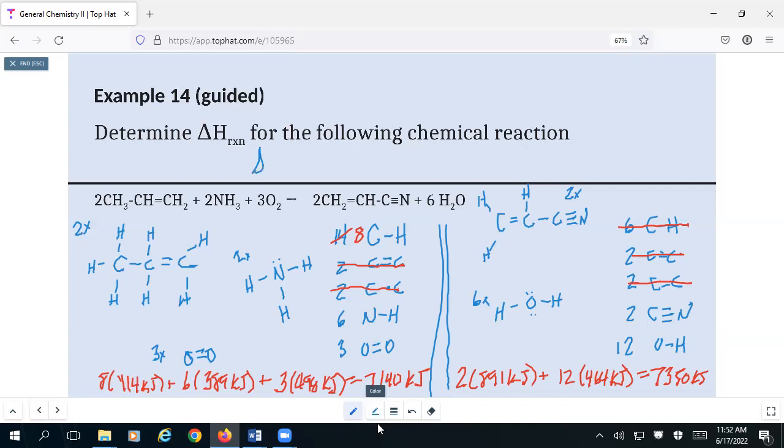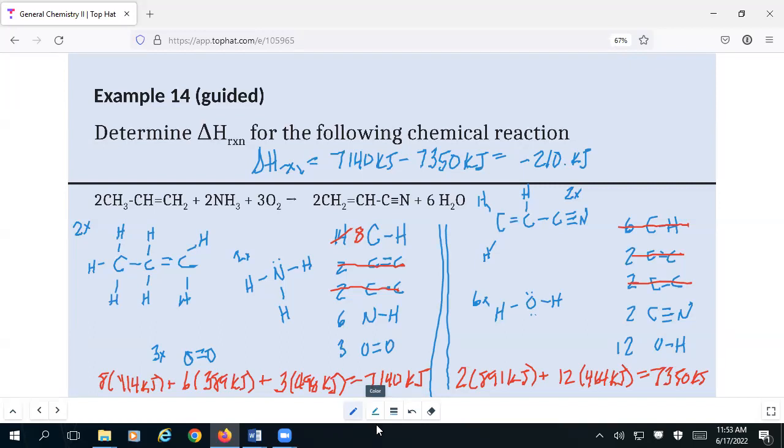So the heat of reaction is the bonds broken, 7,140, minus the bonds formed, 7,350, which would be negative 210 kilojoules. That would be my heat of reaction for this reaction as it is written.